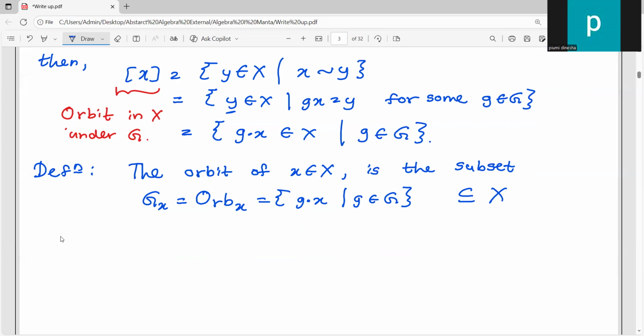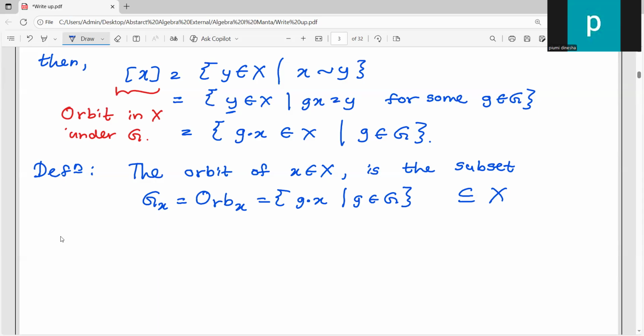Once you take all these orbits, all these distinct orbits, let me put it that way, because say you have x1, x2 both belonging to one orbit, both belonging to one equivalence class, right? Then that basically means they are in the same orbit.